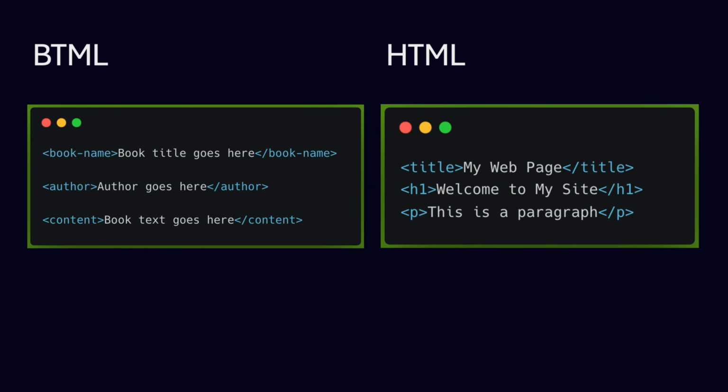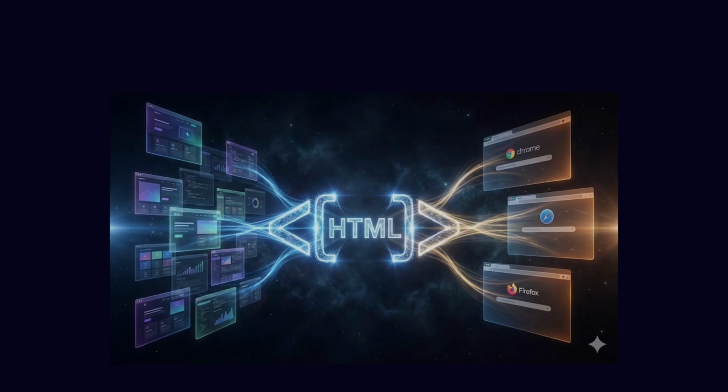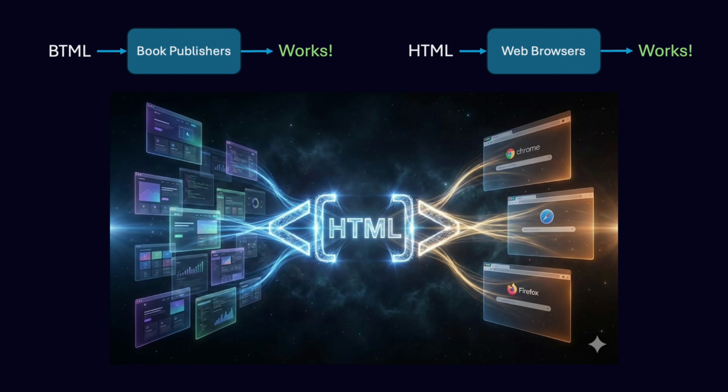This standardization is why any browser can display any website, and why any developer can create contents and web pages that work on all different browsers. The web became scalable because everyone agreed to use the same structure. Just like our publishing business, browsers can efficiently process content because they know exactly what format to expect.